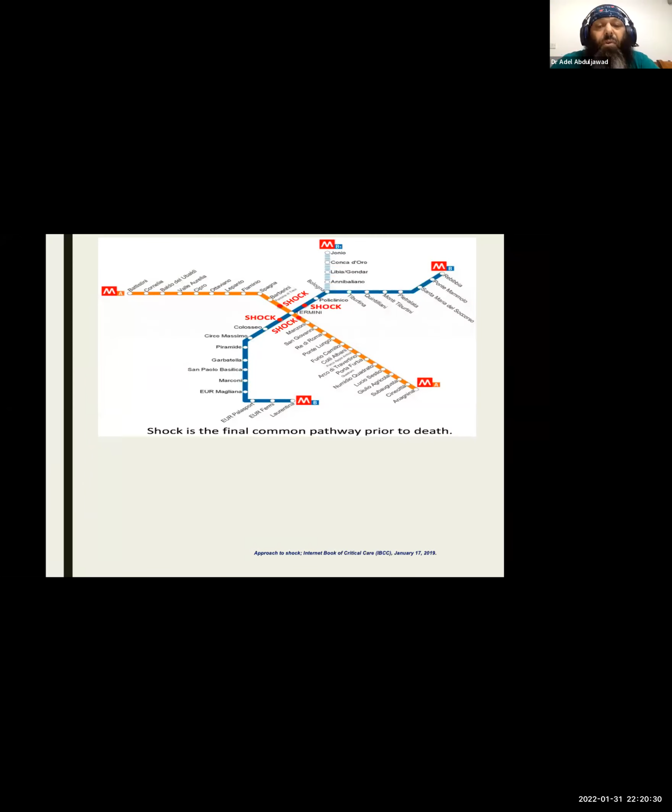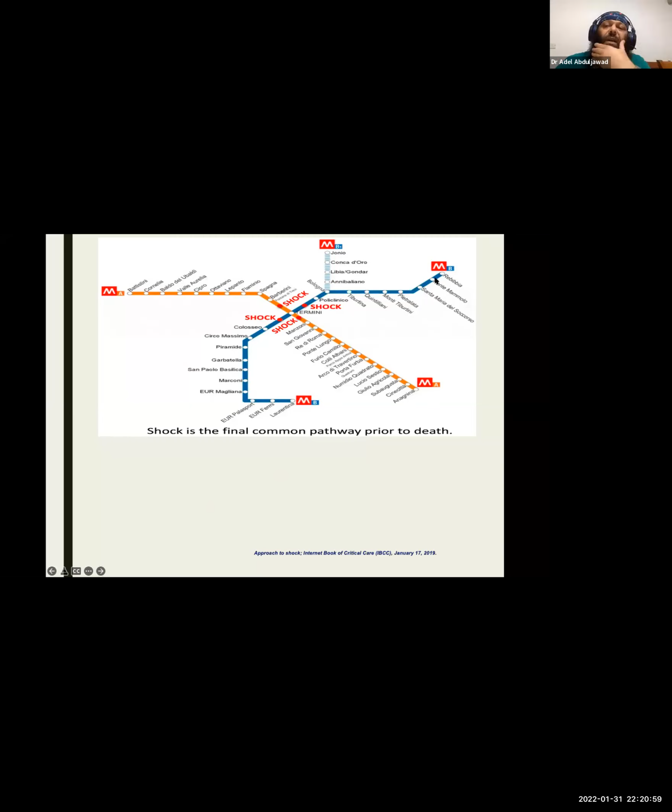Here, if you look for the shock, whatever the type of the shock, usually the shock, if left untreated or under-recognized, will progress to multi-organ dysfunction because of the pathophysiology of shock. And it will be the final pathway prior to mortality.